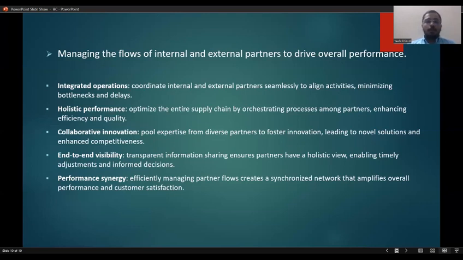Next comes the performance synergy. It is a crucial aspect to talk about because having integrated operations needs a synergy between every stakeholder, because these partner flows create a synchronized network that amplifies the performance of the overall supply chain and increases customer satisfaction at the end.